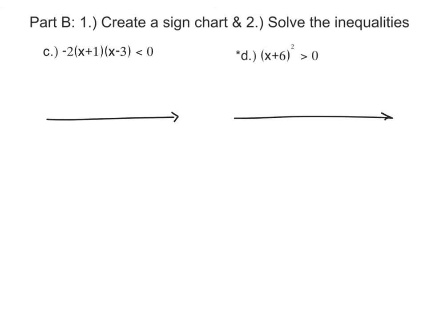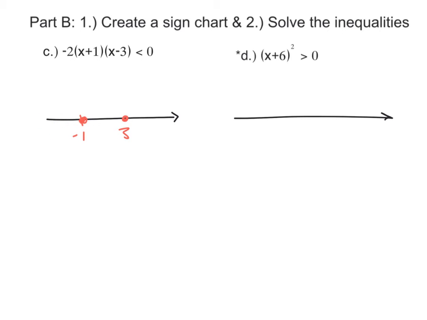What's going to make x plus 1 equal to 0? Negative 1 is. And then I go to the third factor, x minus 3. And what makes x minus 3 equal to 0? Positive 3. Negative 1 and 3 are both important because they make my expression equal to 0. Now I go through and test each interval.